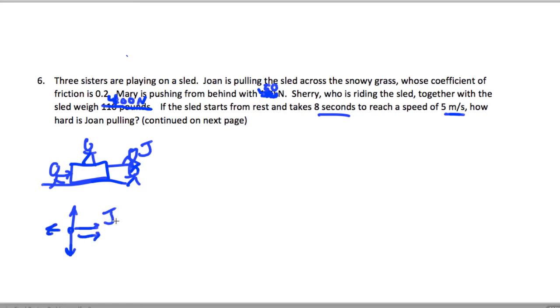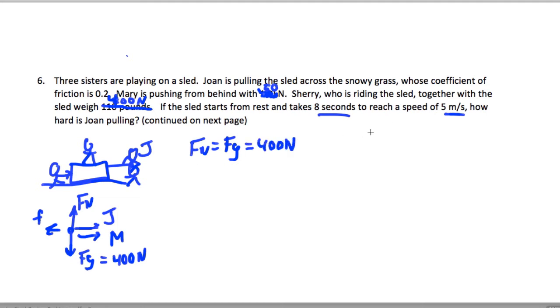So we're going to have Joan pulling, Mary pushing, friction fighting them. We've got a normal force and we've got the weight. So let's set up our balanced and unbalanced equations. So we know normal balances gravity. And since we know the weight is 400 newtons, that means the normal force is 400 newtons since they balance.